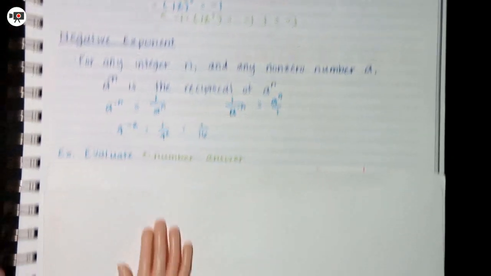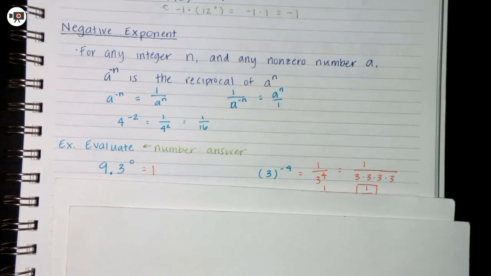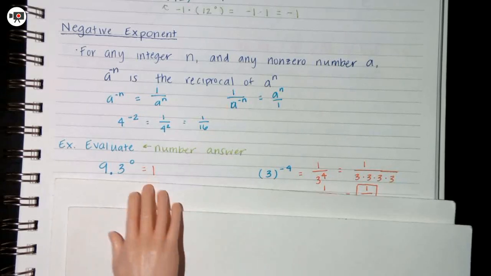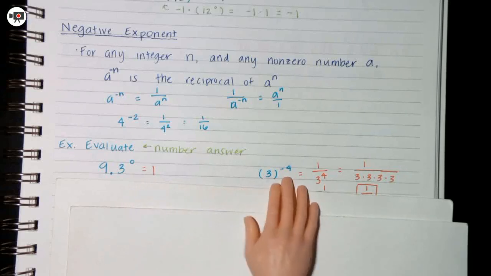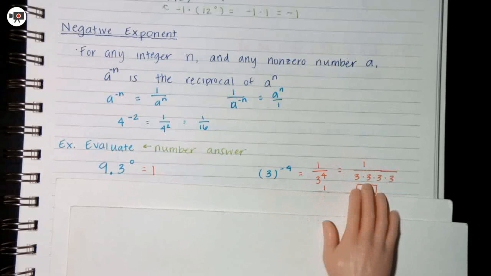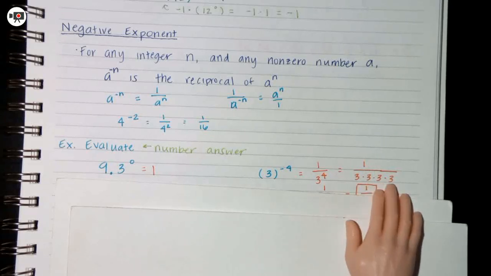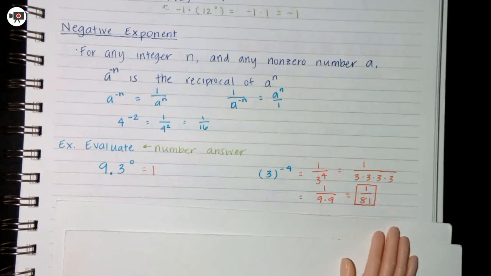Now we're going to evaluate these. That means we're going to get a number answer. So for 9.3 to the 0 power, anything to the 0 power is 1. 3 to the negative 4th power, that's 1 over 3 to the positive 4th, that's 1 over 3 times 3 times 3 times 3. 3 times 3 is 9, and then I have another 9. 9 times 9 is 81.